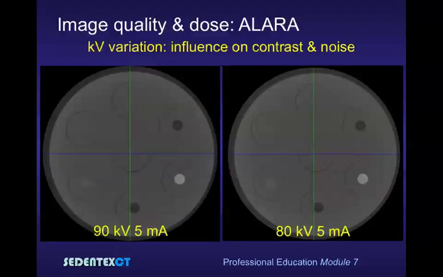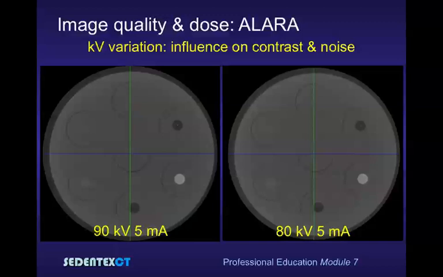The images you see here are of a plastic phantom into which are placed objects of different density. Why are we doing this? Well, this is to illustrate in an objective way the influence of exposure factors on image quality. In this case, let's look at the influence of changing the kilovoltage on contrast and noise in the image. The picture on the left was exposed at 90 kilovolts and with 5 milliamps. The picture on the right shows the same object but taken using an 80 kilovoltage exposure.